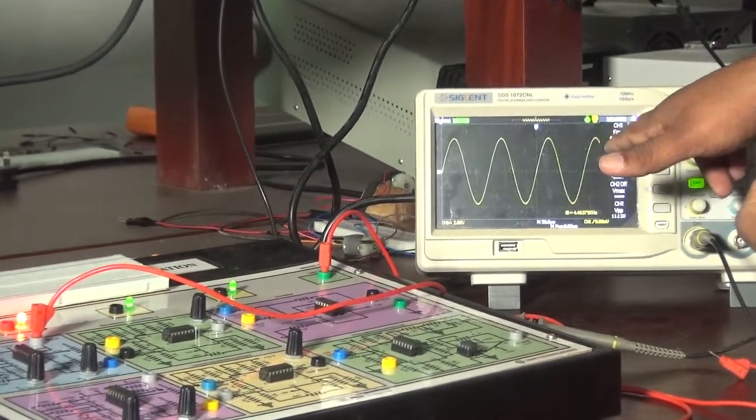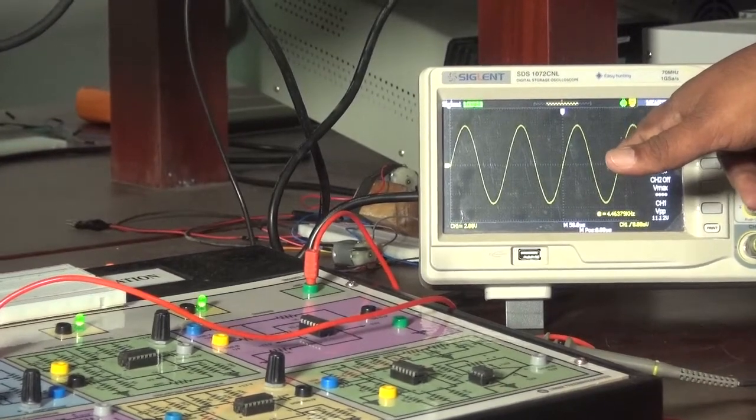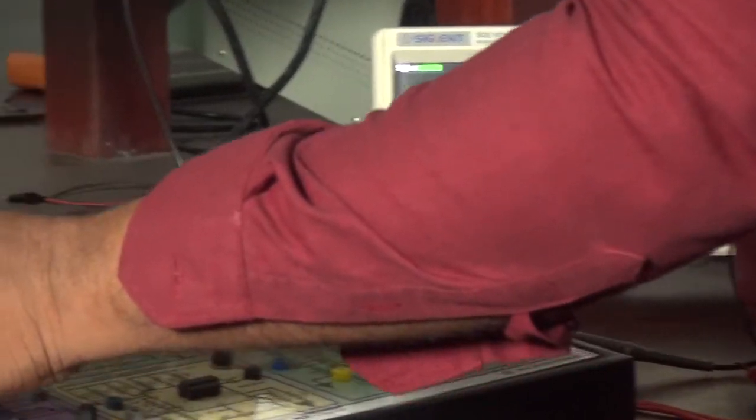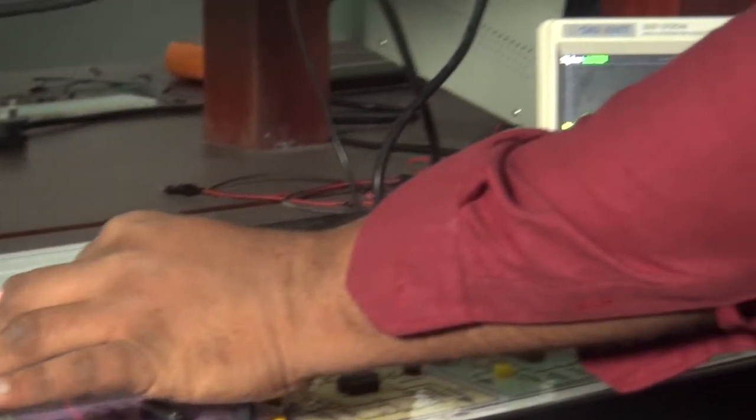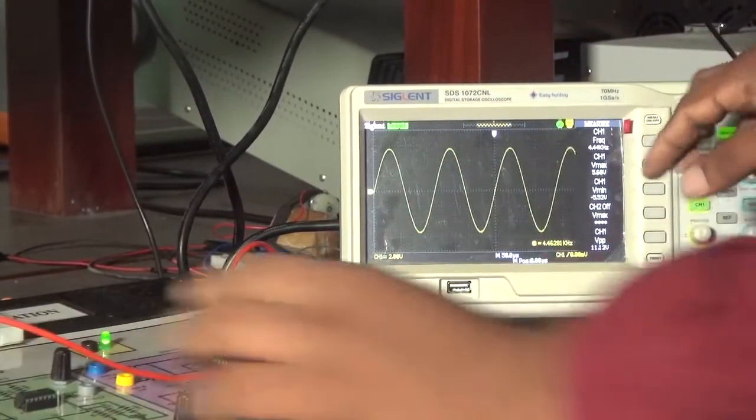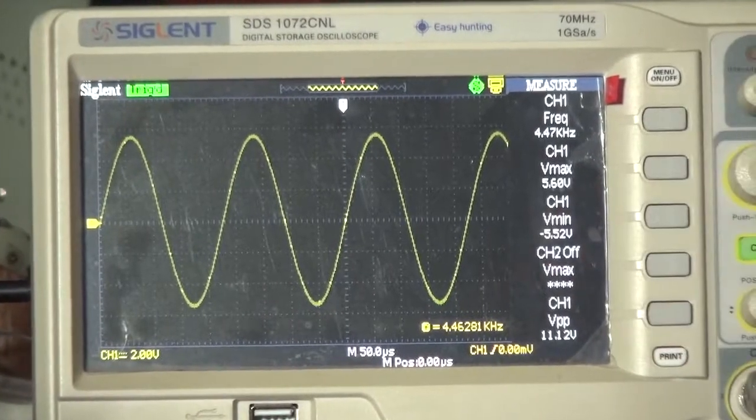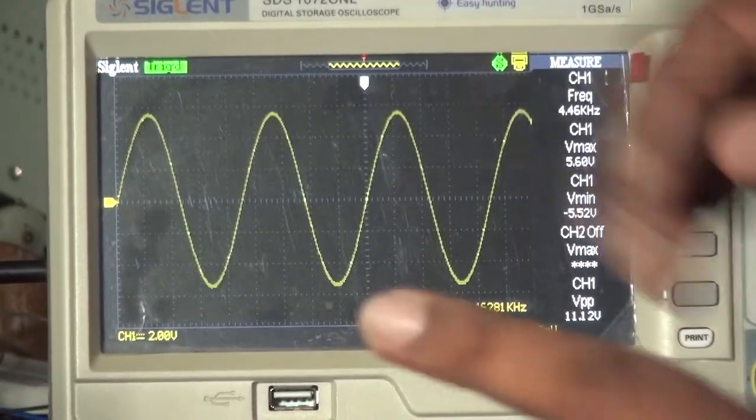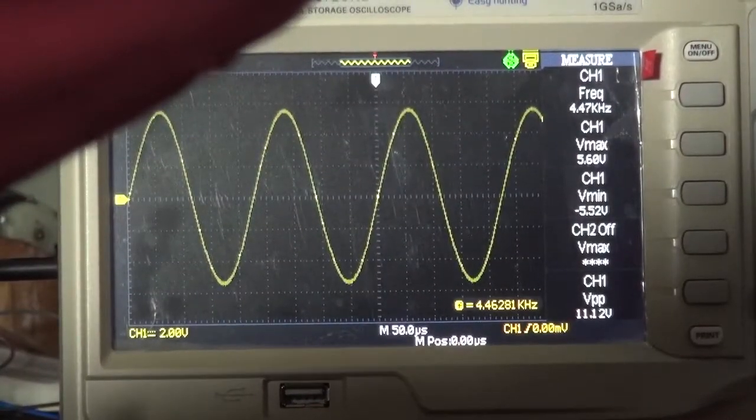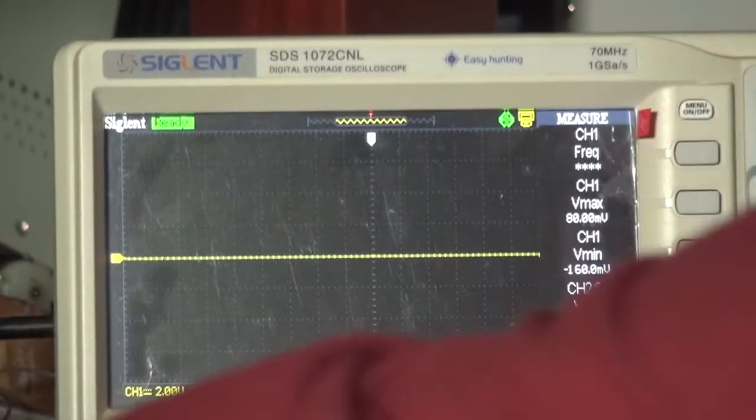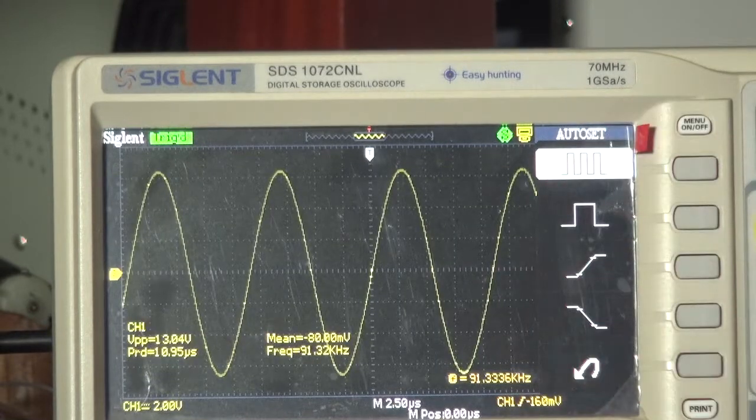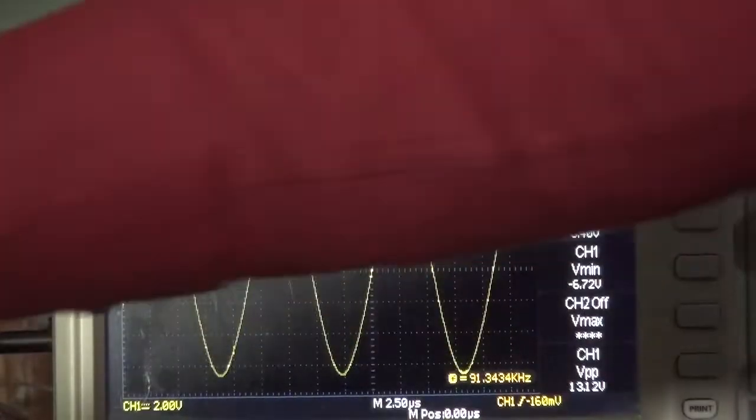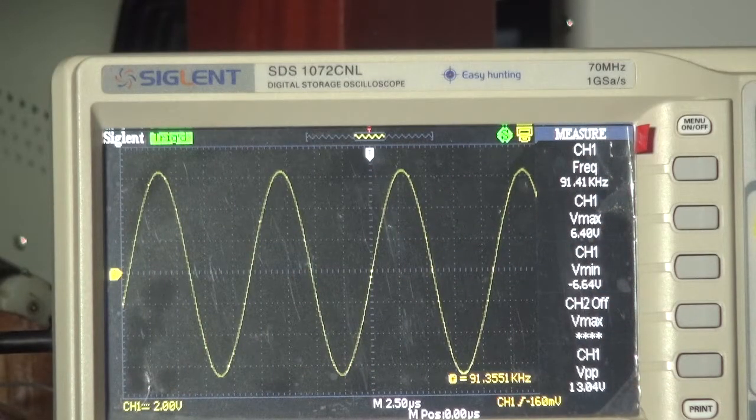The information signal frequency is about 4.4 kilohertz, and you can change the amplitude here. The maximum amplitude we can get is 5.6 and minus 5.6, that means about 12 volts peak to peak. This is our information signal parameter. If you want to see our carrier signal, the frequency is about 91 kilohertz. The modulating signal is about 4, maybe 5 kilohertz.